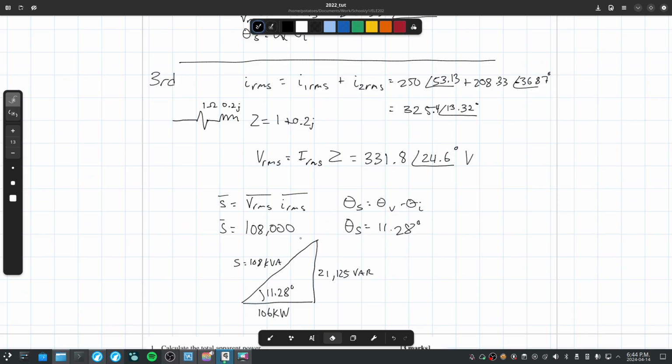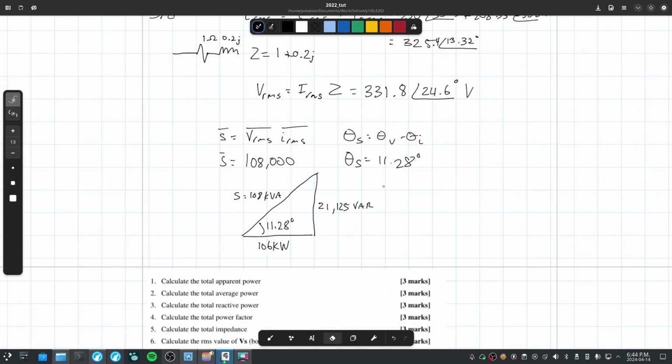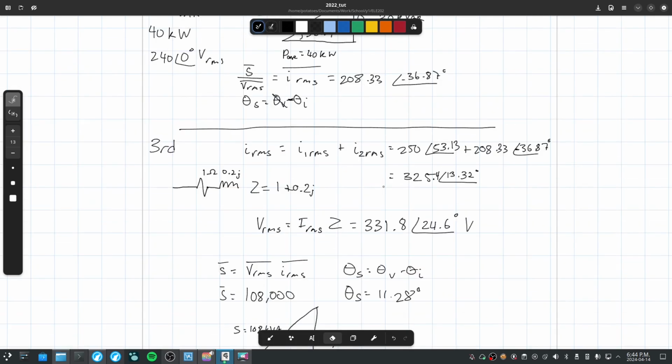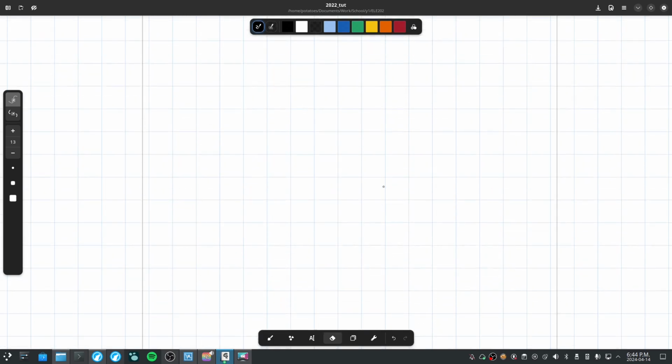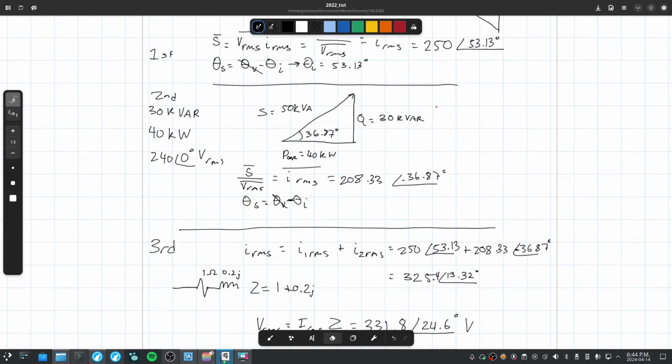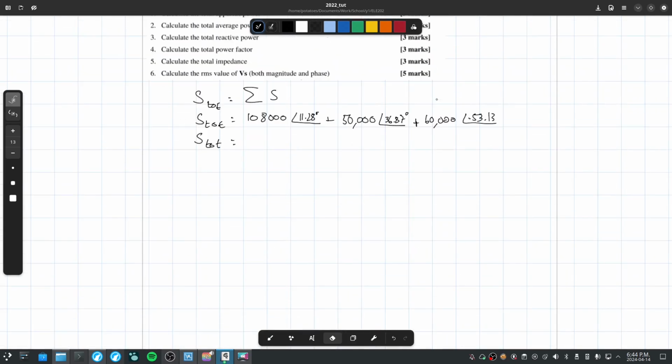So that's 108,000, the phasor angle of 11.28, yeah. Plus 60,000 with a phase angle of negative 53.13. Plus 50,000 with an angle of 36.87. Yeah, I think it's 182. I must have done something wrong in the calculations, or in my previous calculations.